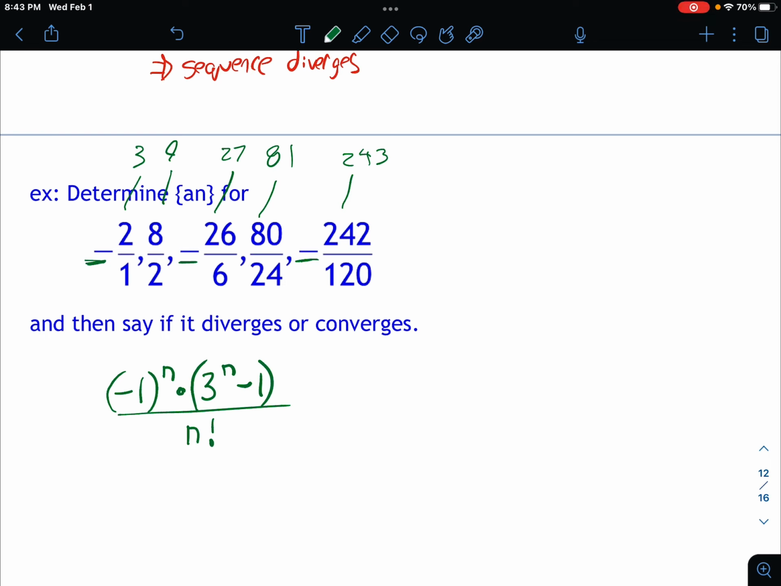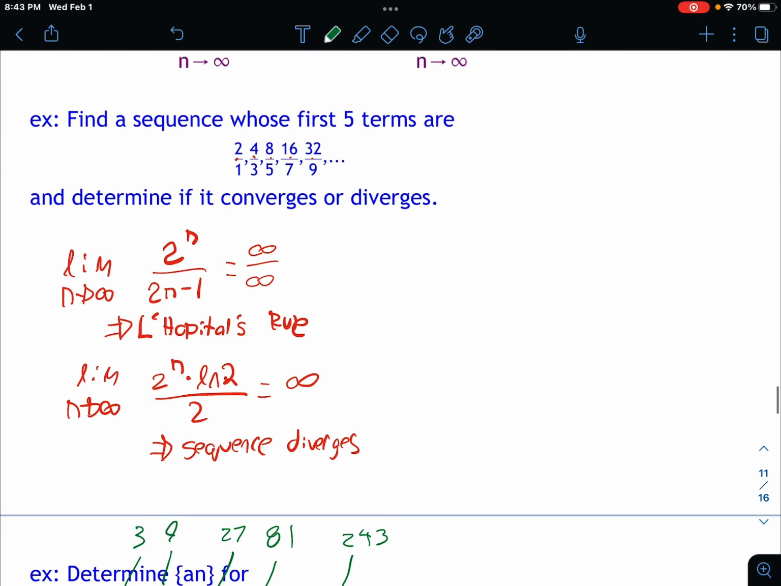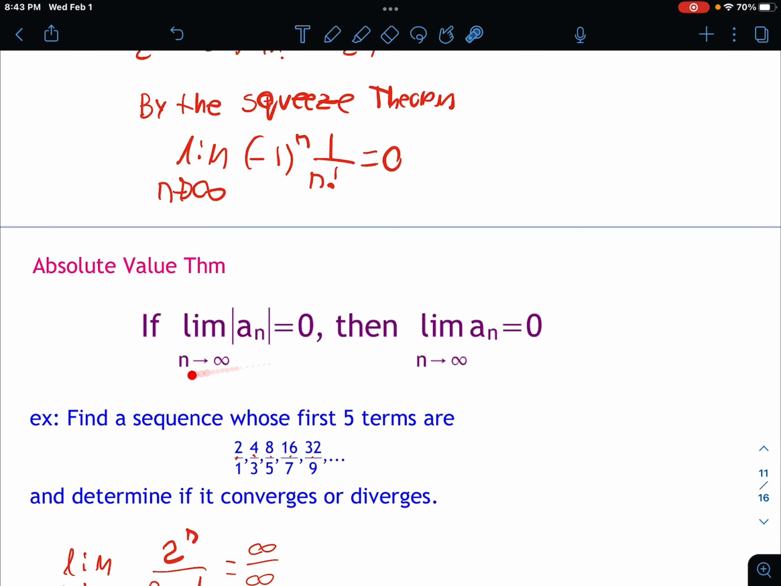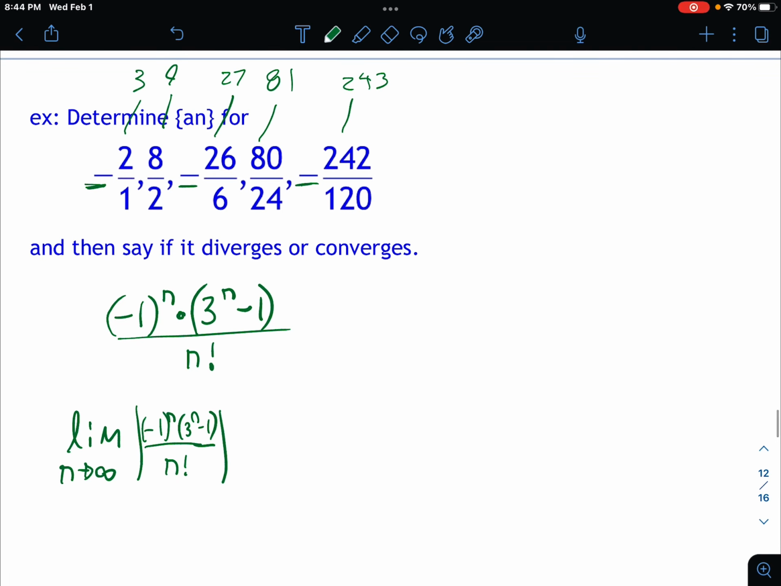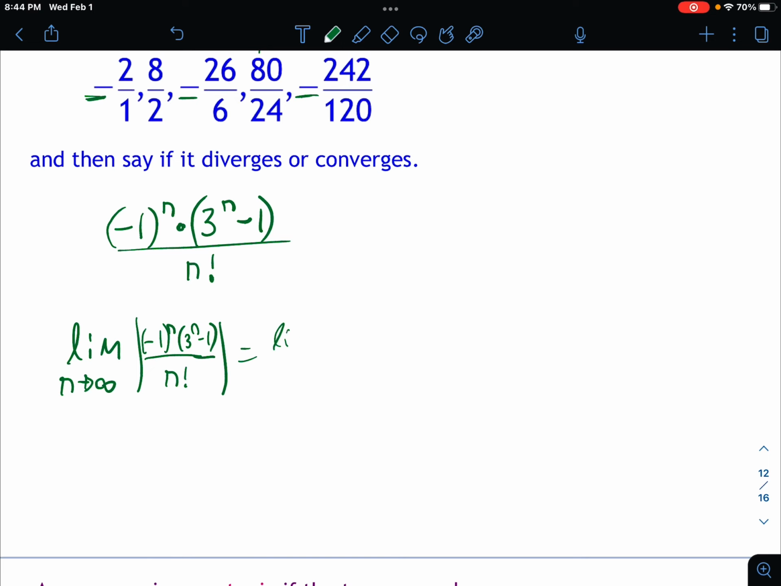Now, what we're going to do with this is take the absolute value of it. We're going to use the same idea that we did up above, what's called the absolute value theorem. So we take the absolute value and see if it approaches zero. We take the limit as n approaches infinity of the absolute value of negative 1 to the n times 3 to the n minus 1 over n factorial. When we do this, the negative goes away, and we're left with the limit as n approaches infinity of 3 to the n minus 1 over n factorial.